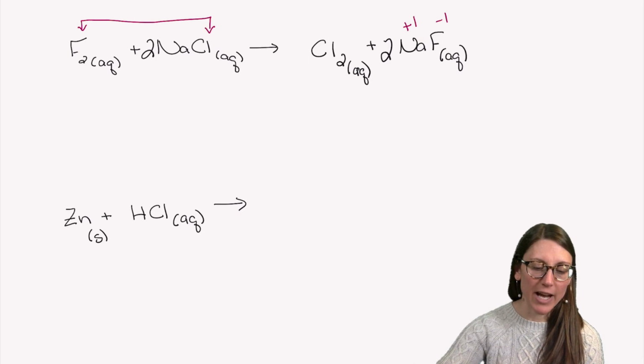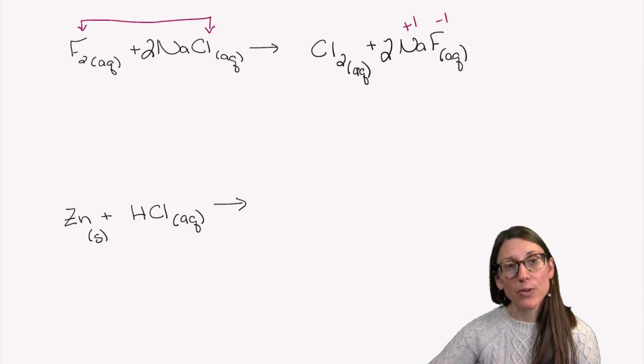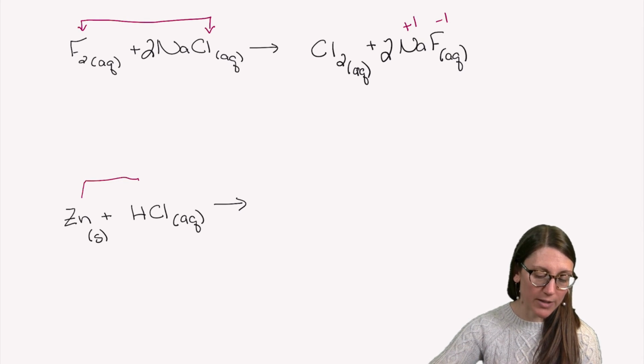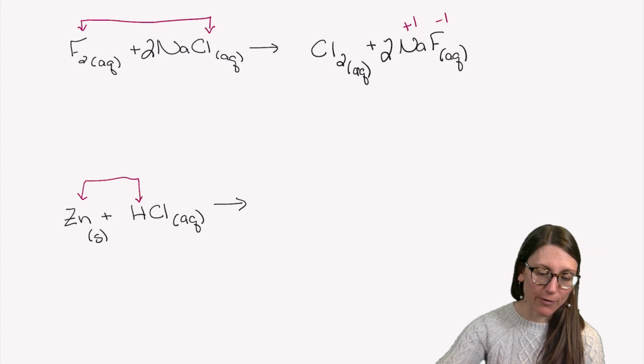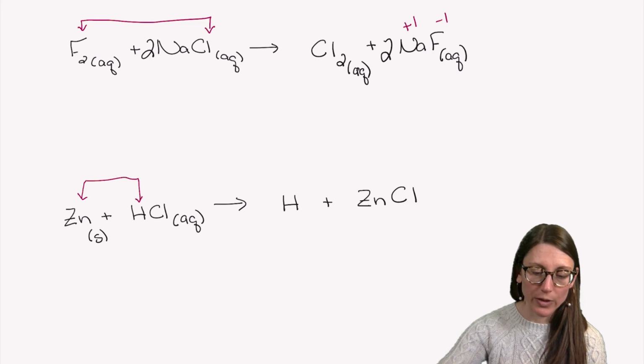Last one. Here we have zinc reacting with HCl, which is hydrochloric acid. Zinc is a metal. Metals will take the place of other metals or of hydrogen. Since there's no other metal, it's going to take the place of the hydrogen. So I'm going to flop those 2. So the hydrogen ends up by itself, and the zinc ends up in the compound with the chlorine.